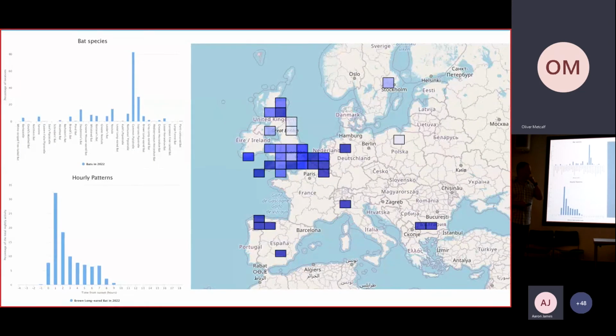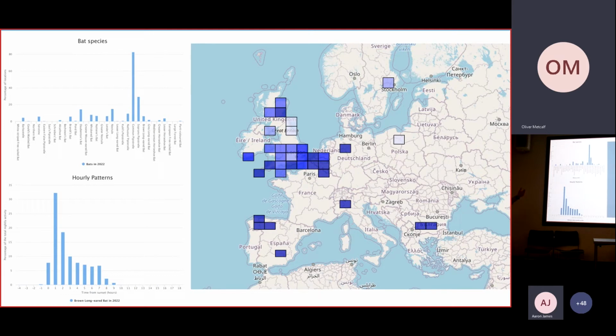And these are some results just based on the use of the system so far this year. So the map on the right shows the locations of common pipistrelle recordings. Darker colours are higher levels of reporting rates. So we're already getting distribution information. We've got top left, the range of bat species recorded, dominated by common pips, not surprisingly, and then stuff like hourly patterns. So I think this sort of information is really nice to think about when you need to do surveys for different species having different patterns of activity through the night.